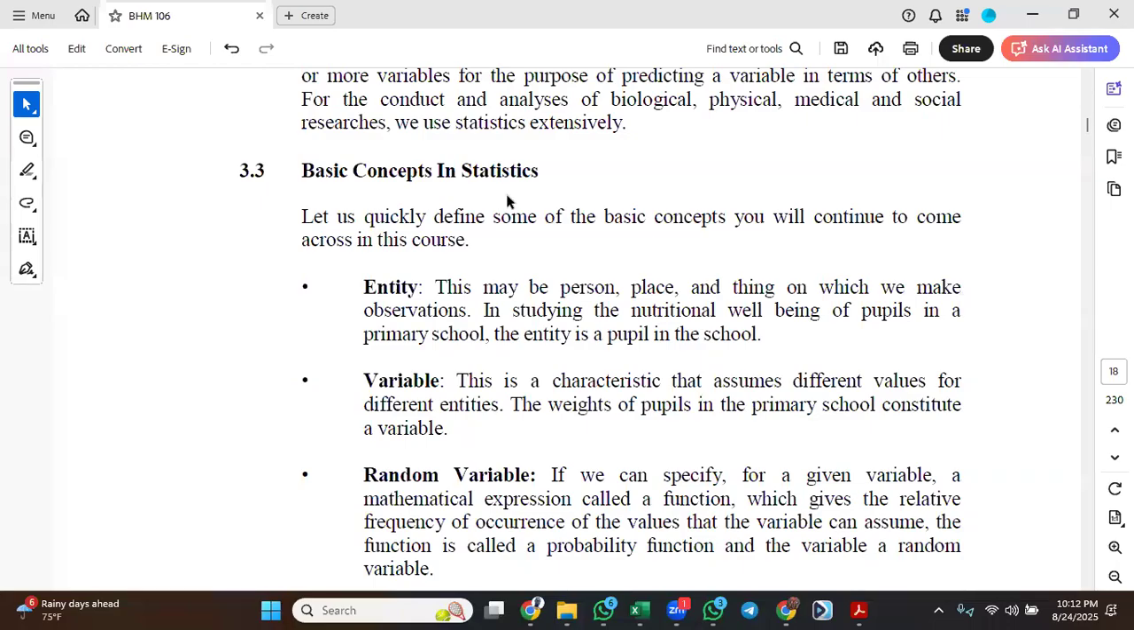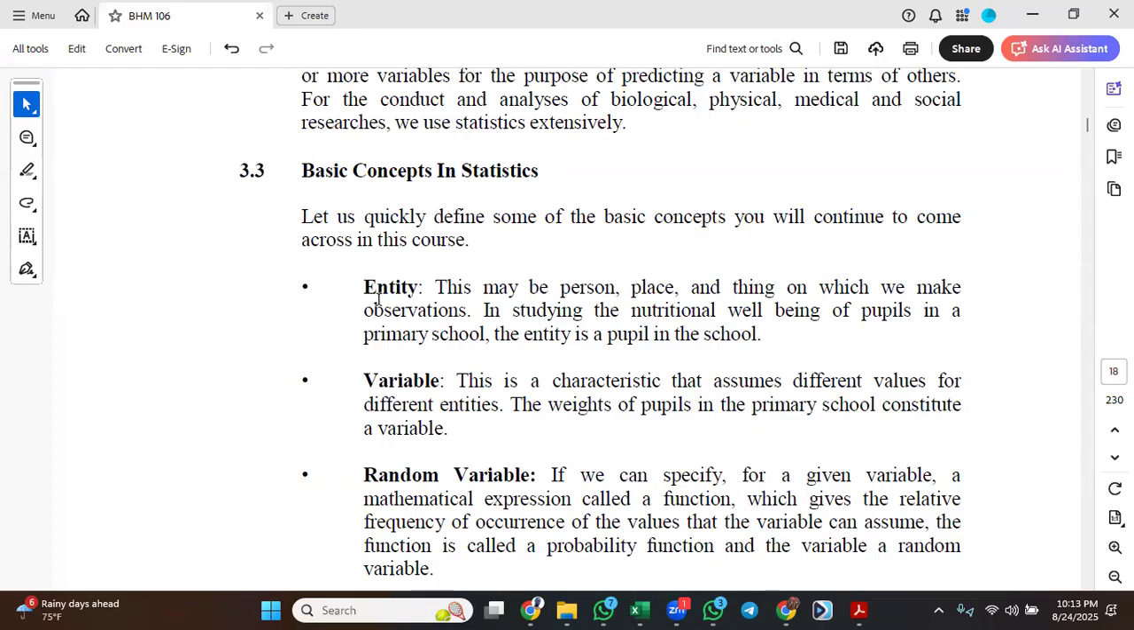Let's ration it. Now, basic concepts in statistics. Let us quickly define some of the basic concepts you will continue to come across in this course. Yes, they are very important because there is no way we talk of statistics that you won't be making mention of this concept. That is if you want to really talk like a statistician.